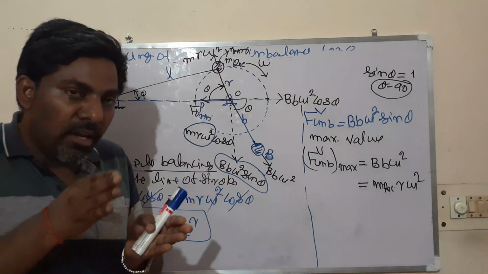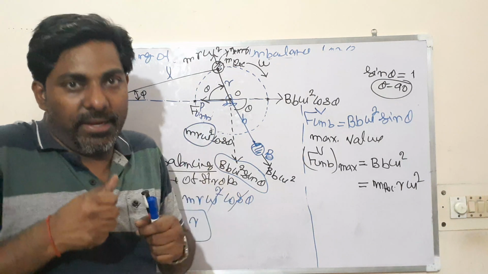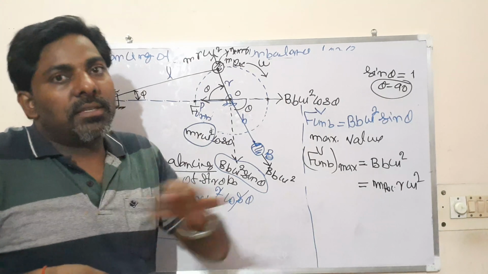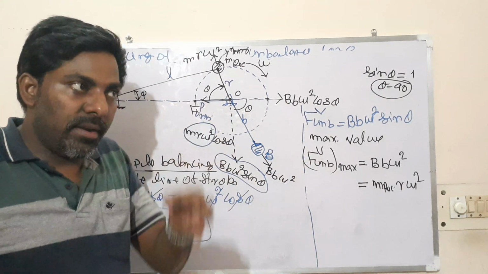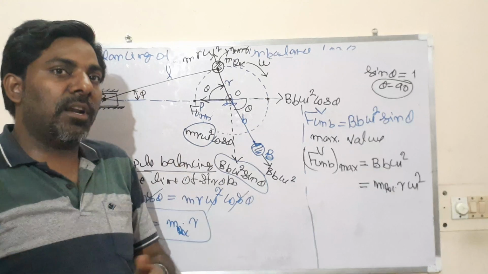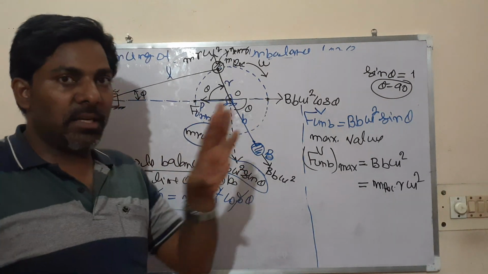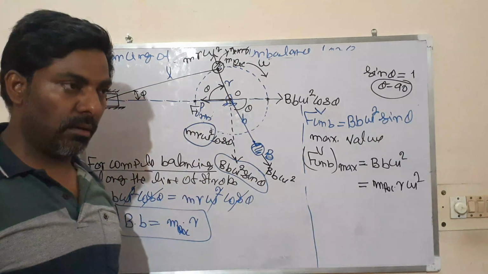So we are making a compromise, means we are dividing it, so that something is in the horizontal and something is in the vertical. You are just managing in different directions. That's why we say that complete balancing of reciprocating masses is not possible.